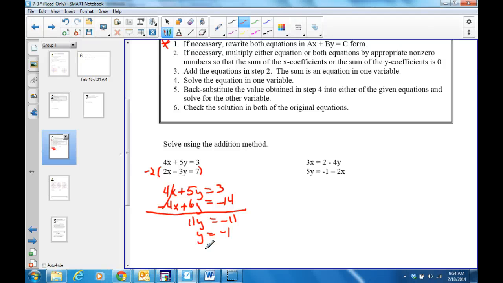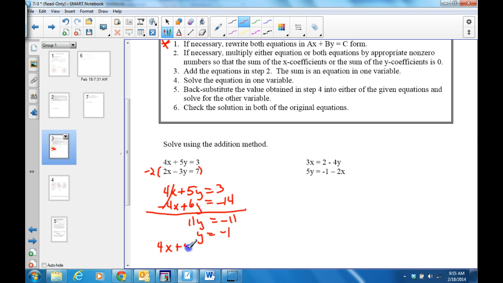How do I find my x? Yep, I'm going to back substitute it in. Does it matter which equation I put it into, the top or the bottom? It doesn't. I can pick either one. It depends on what you feel like at the moment, okay? So I'm going to put in the top one.